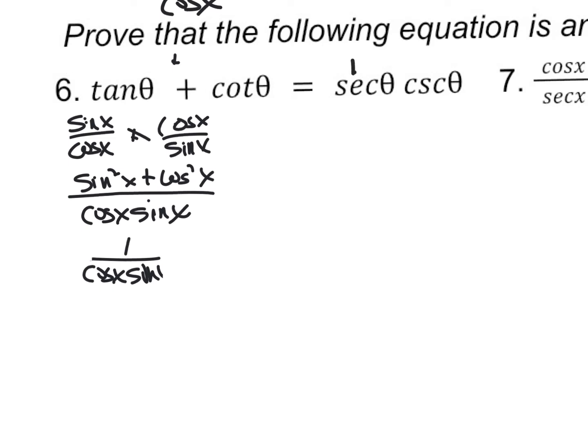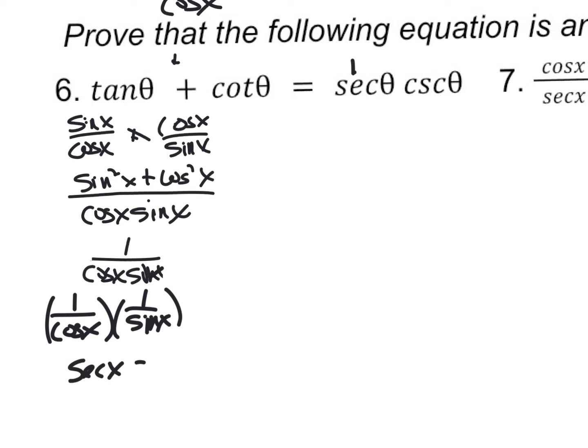So I'm gonna break that fraction up by writing it like this. That's really 1 over cosine times 1 over sine. That's what that fraction is. That's just taking the fraction apart. 1 over cosine is secant. 1 over sine is cosecant. And guys, there it is. That's darn awesome. Okay, let's go to number 7.